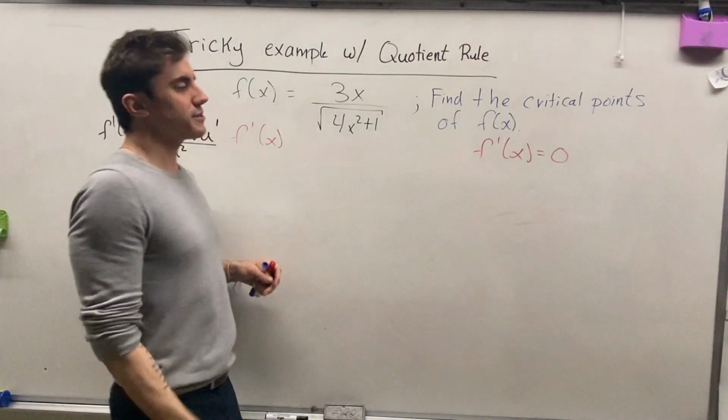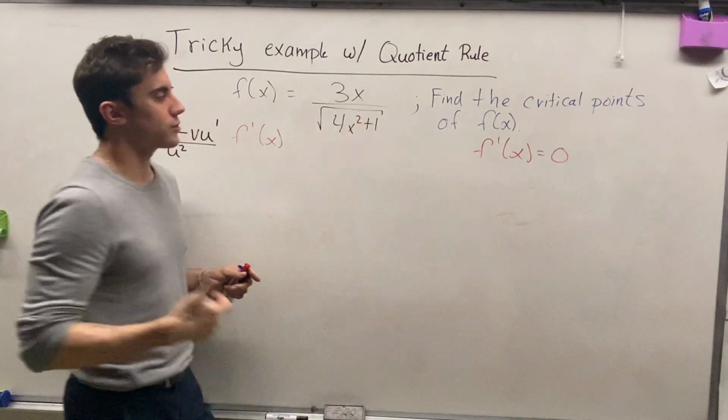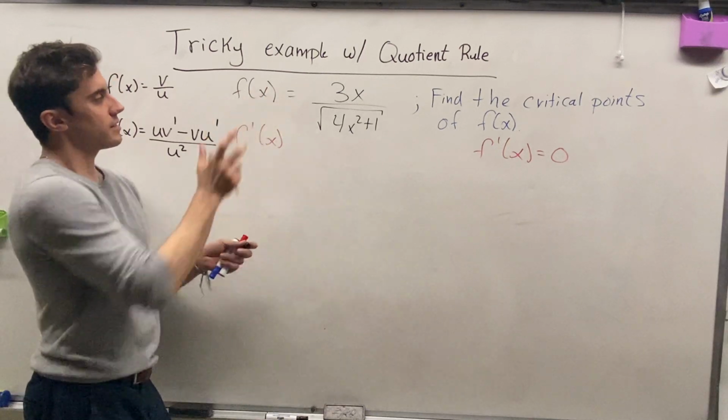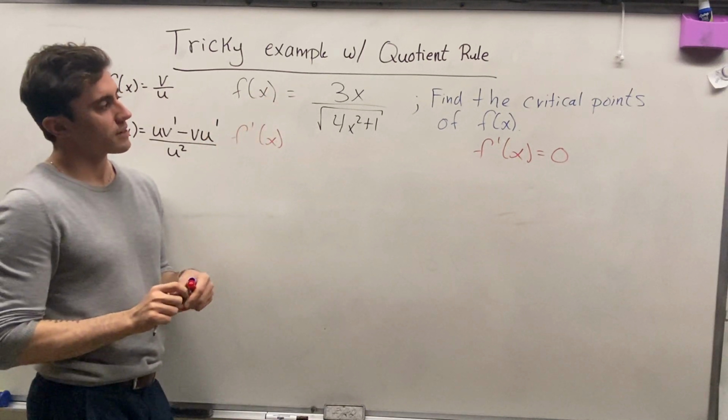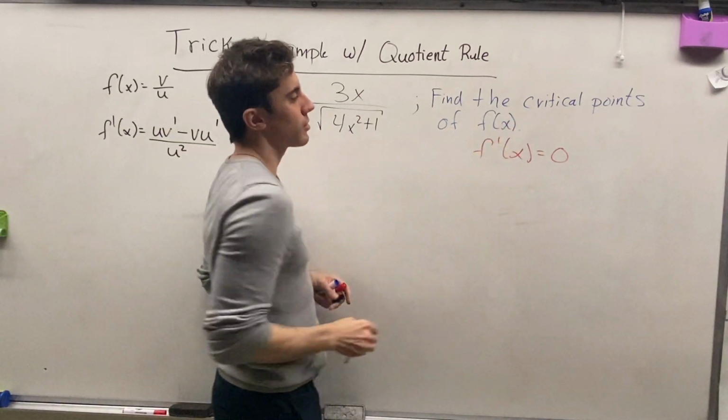Hey everyone, today we're going to do a video on a tricky example with a quotient rule. I wanted to look at one where we have the quotient rule, the product rule, and the chain rule all kind of jammed up into one. So here is our function f of x equals 3x all over the square root of 4x squared plus 1, and we're being asked to find the critical points of f of x.